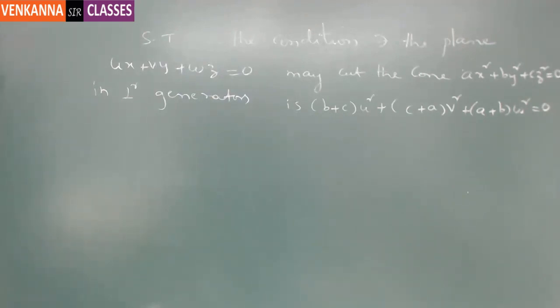So we have to show that if the plane ux plus vy plus wz equal to 0 cuts the cone ax square plus by square plus cz square equal to 0 in two perpendicular generators, then you will get such a condition: (b plus c) u square plus (c plus a) v square plus (a plus b) w square equal to 0. So let us do the same procedure as the previous one.